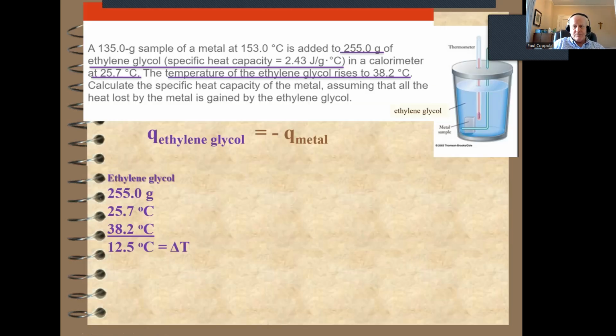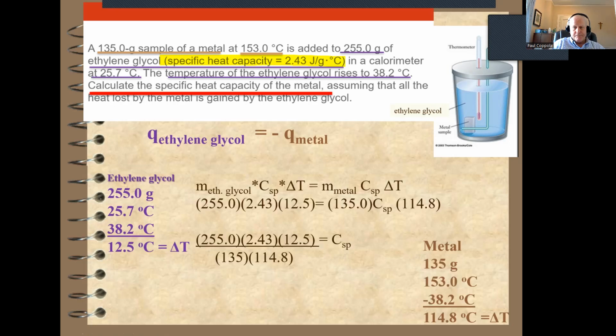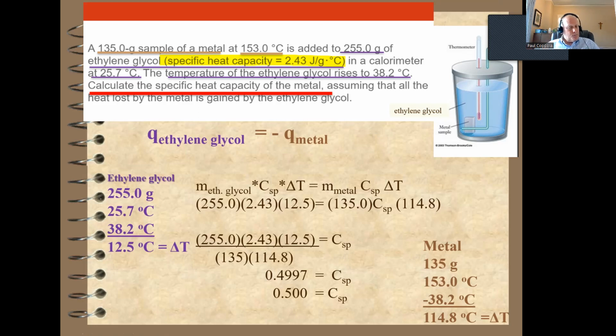This was your last homework problem in your active chem. And the thing is, again, the key concept was the heat of the metal. You put a hot metal into here. It gives off heat. The ethylene glycol is like water. It's a liquid. It's antifreeze. And the heat given off by the metal is equal to heat absorbed by the ethylene glycol.